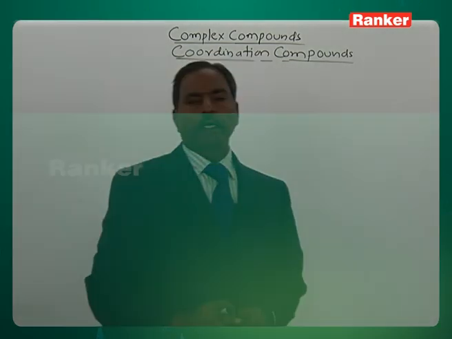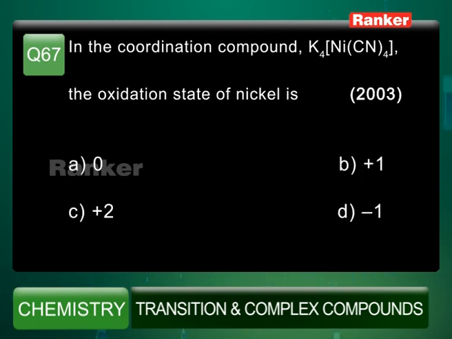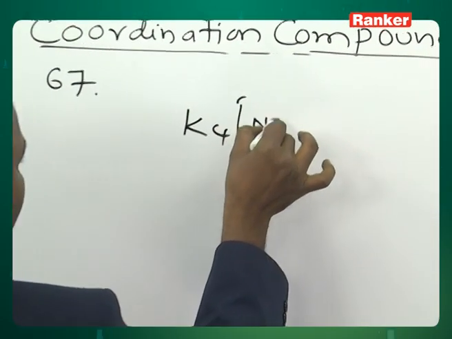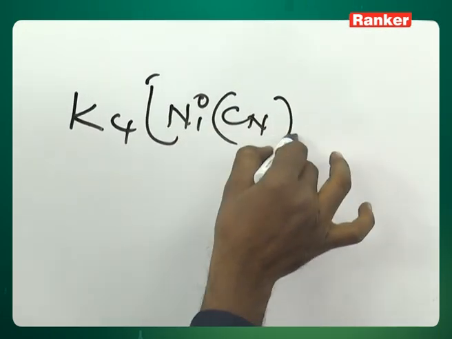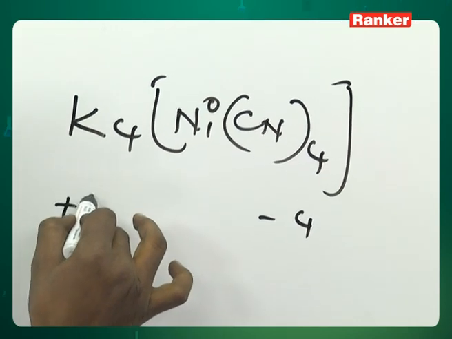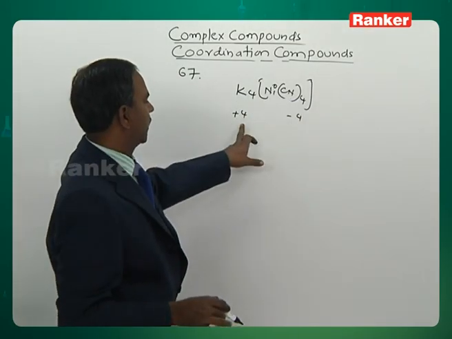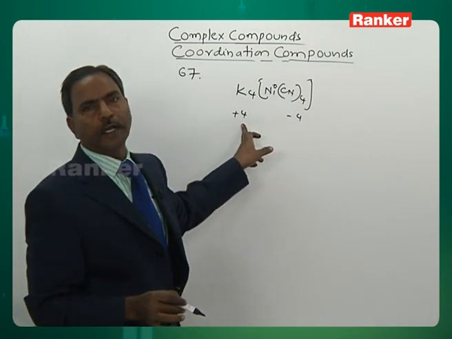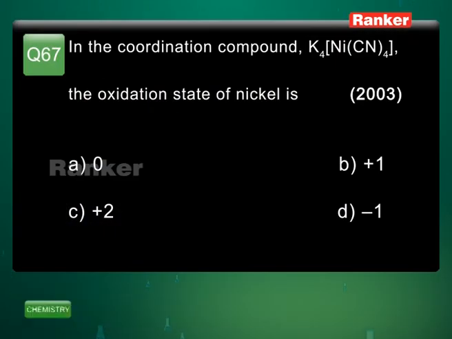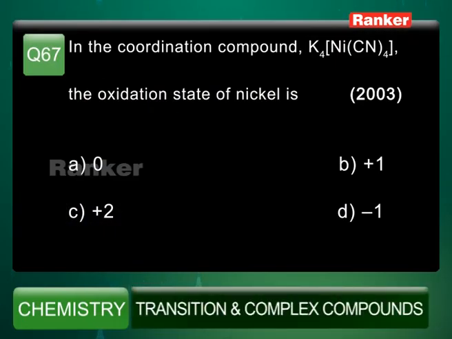67. In the coordination compound K4[Ni(CN)4], the oxidation state of nickel is. See, inside -4, outside +4. -4 is actually getting cancelled by +4. 4 cations, 4 anions, then nickel should become what? 0. In this particular complex, nickel is 0. What are the options? A is 0, B is +1, C is +2, D is -1. So, answer 0 oxidation number for nickel. So, answer is A.